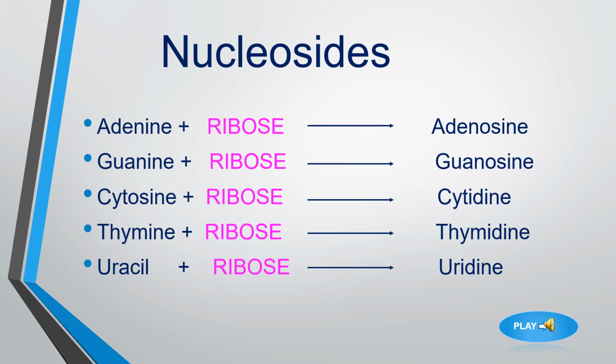Examples of nucleosides: adenosine, guanosine, cytidine, thymidine and uridine. Adenine combines with the ribose, it is adenosine. Guanine combines with the ribose, it is guanosine. Cytosine combines with the ribose, it is cytidine. Thymine combines with the ribose, it is thymidine. Uracil with ribose, it is uridine.